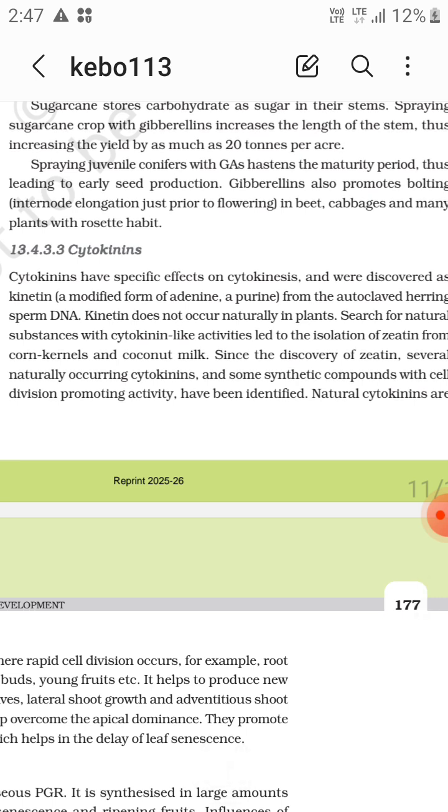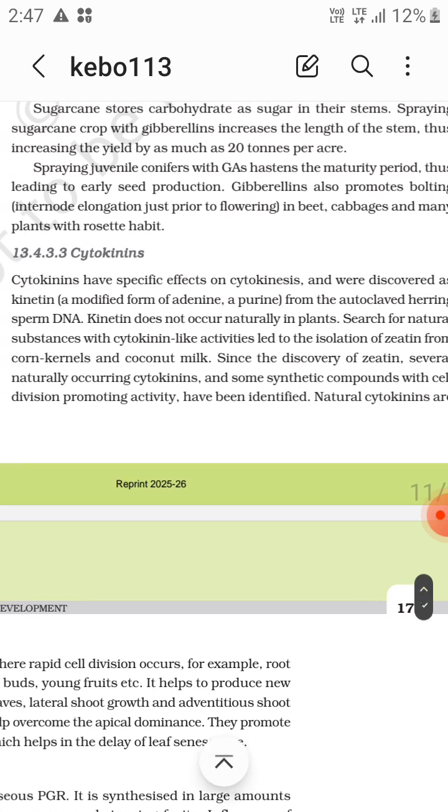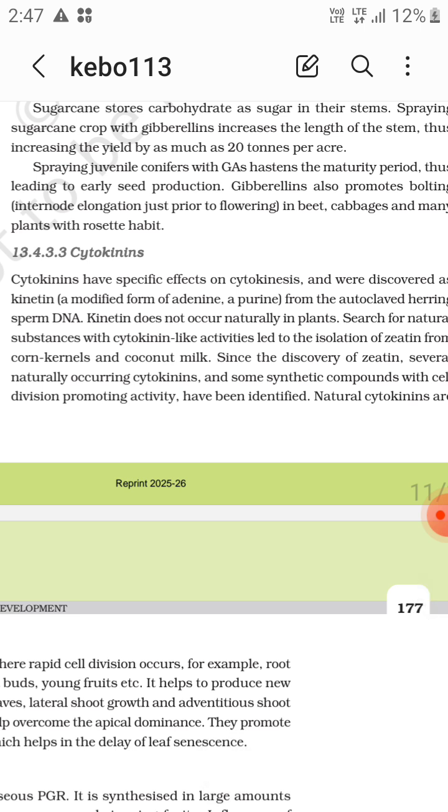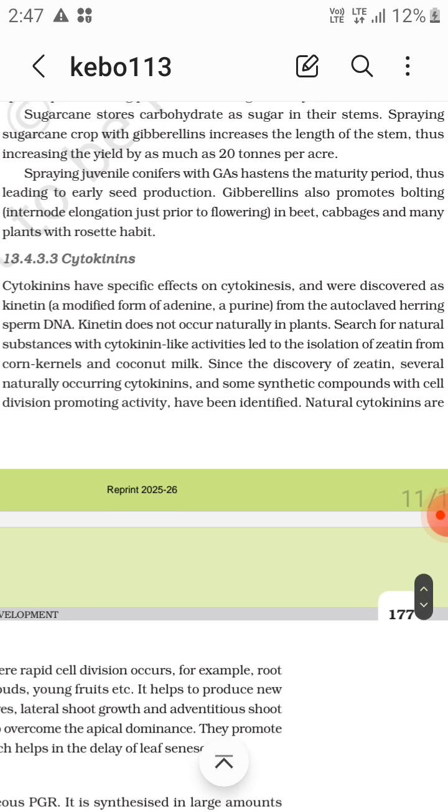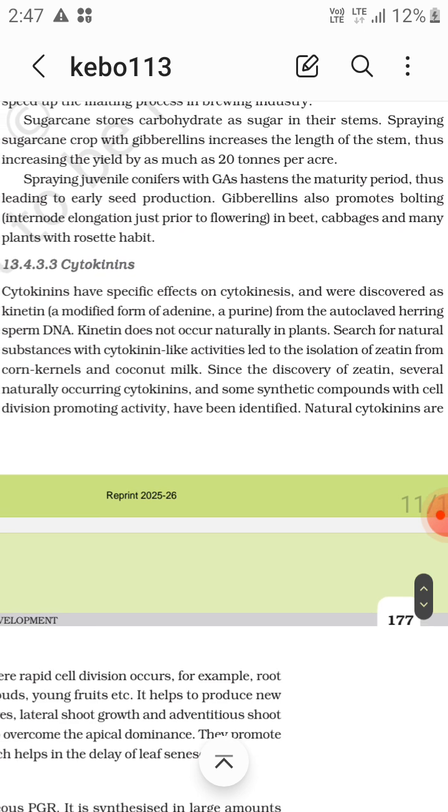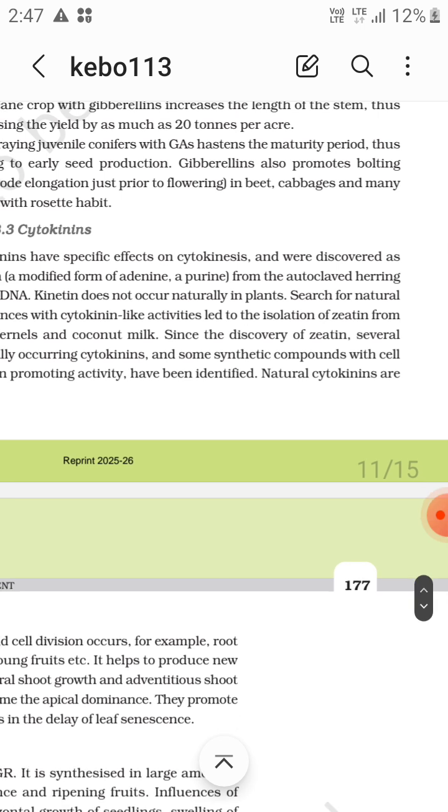Kinetin does not occur naturally in plants. So the search for natural substances with cytokinin-like activities led to the isolation of zeatin from corn kernels and coconut milk. Since the discovery of zeatin, several naturally occurring cytokinins and some synthetic compounds with cell division promoting activity have been identified.